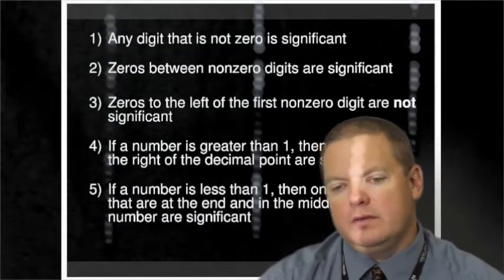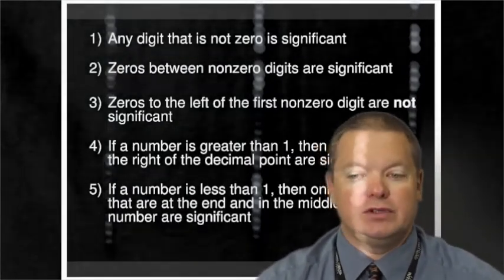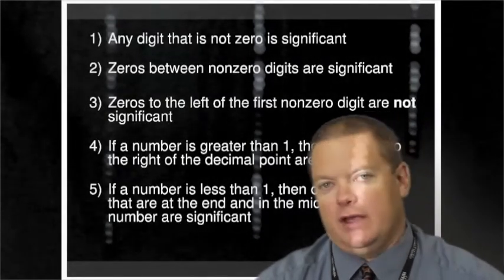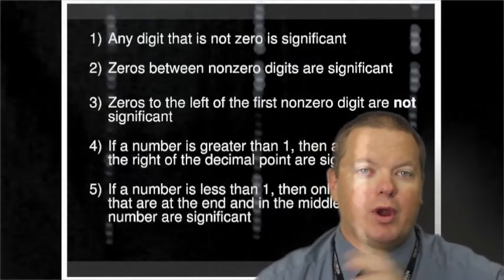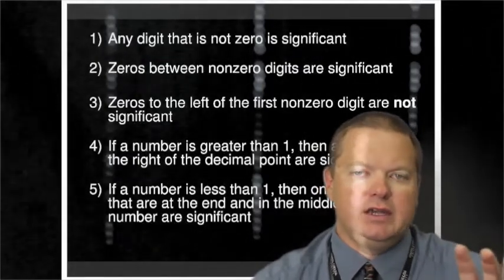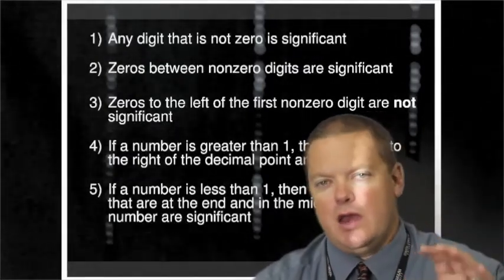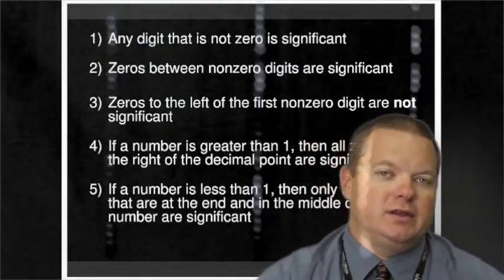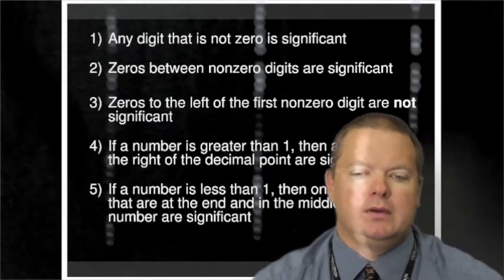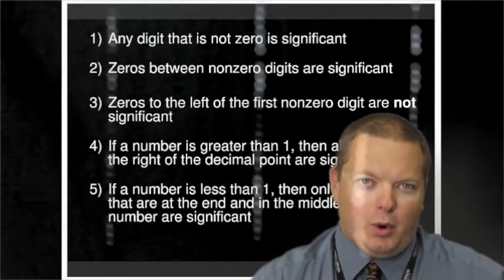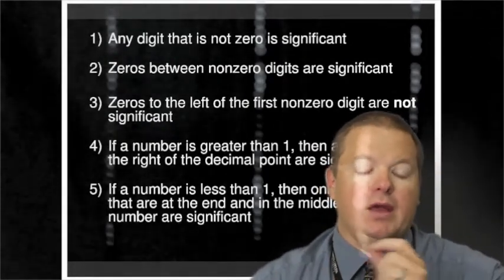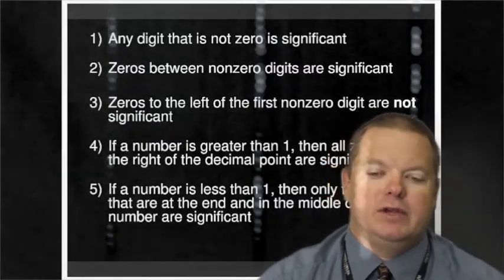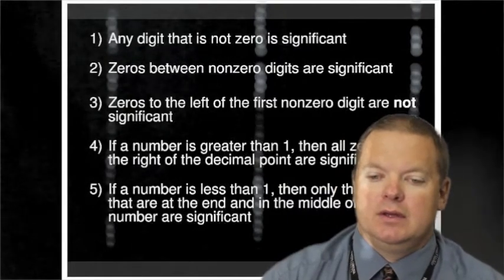Rule number 3, the zeros to the left of the first non-zero number are not significant. So if we talk about 0.1, that first leading 0 is simply a placeholder and not significant. So there is only one significant digit in 0.1. That's the 1. 0.001 again only has one significant digit. All those zeros to the left of that first non-zero digit are not significant.